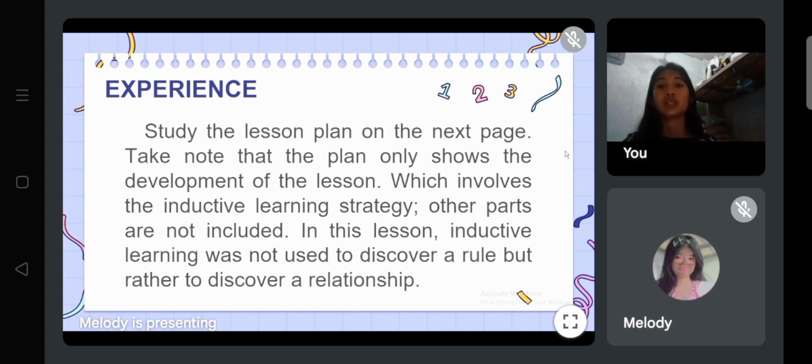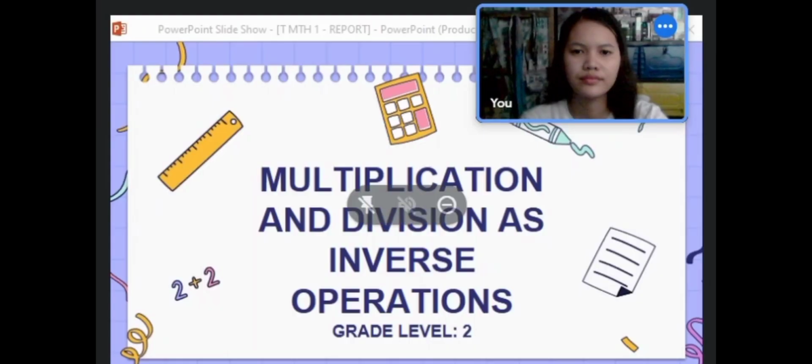Now, I will give the floor to Miss Kayla May Landicho to tackle multiplication and division as inverse operations in grade level 2. Good day everyone, I am Kayla May Landicho and I'm going to discuss multiplication and division as inverse operation in grade level 2.